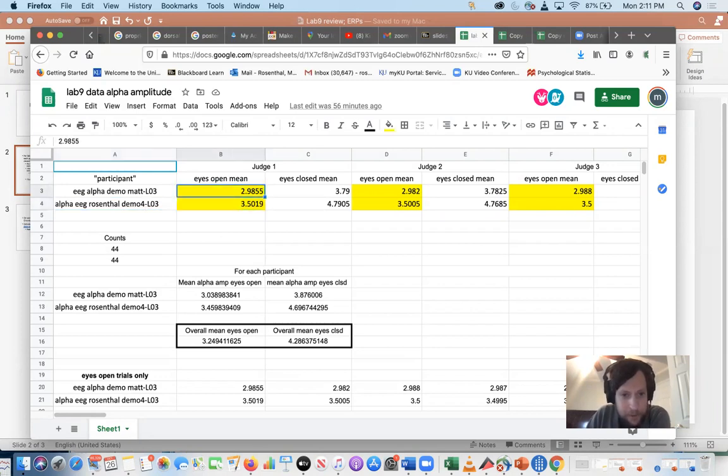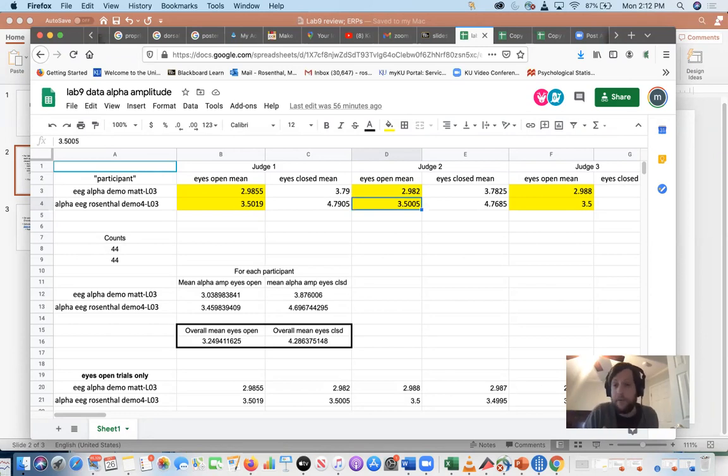3.5 is bigger than 2.9. 4.79 is bigger than 3.79. 3.500 is bigger than 2.982. And it goes on like this pretty consistently throughout the scores for all 22 judges. And so this is a normal amount of variability that might occur from participant to participant.